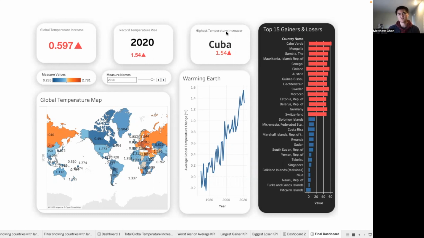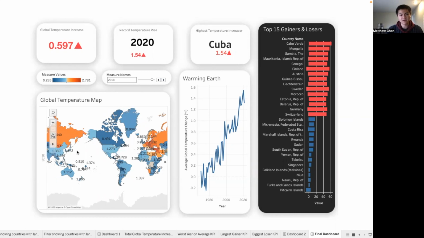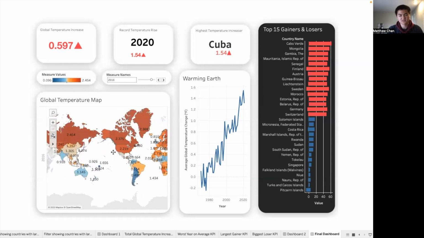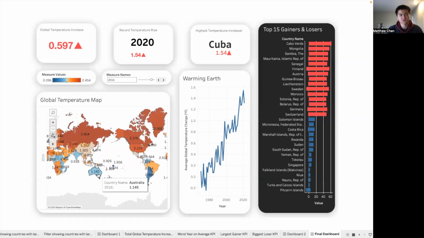The heart and soul of my dashboard itself is this interactive map. On top, we have the measure values that show the scale going from blue, the cold, to red, orange, to the warmest. You can interact with the map any way you want, see each country's global surface temperature change. You can even change the years using the slider or these two buttons, left and right arrows right here. For instance, you can see Oceania or Australia had a 1.145 degree Fahrenheit increase in 2016.